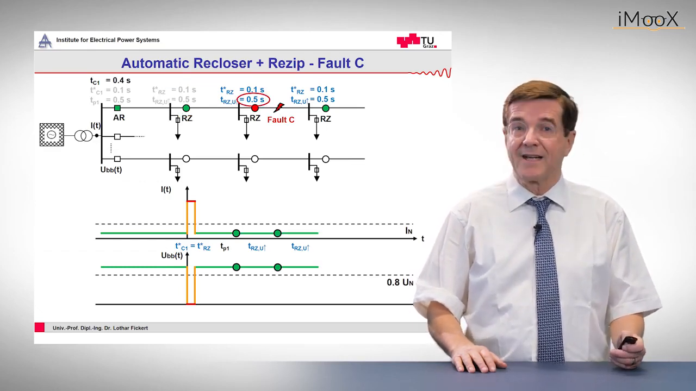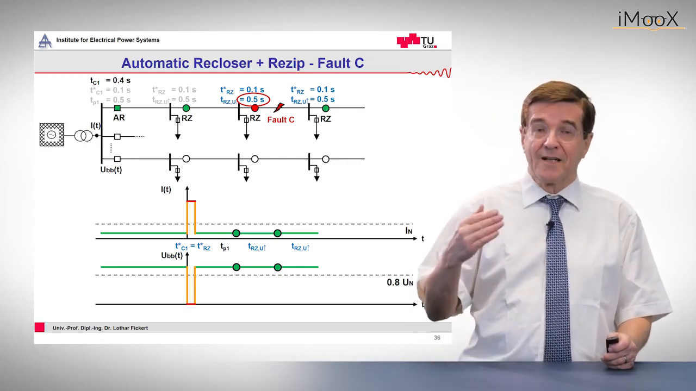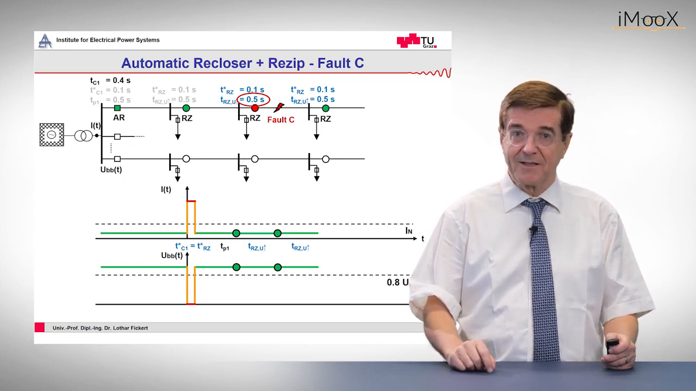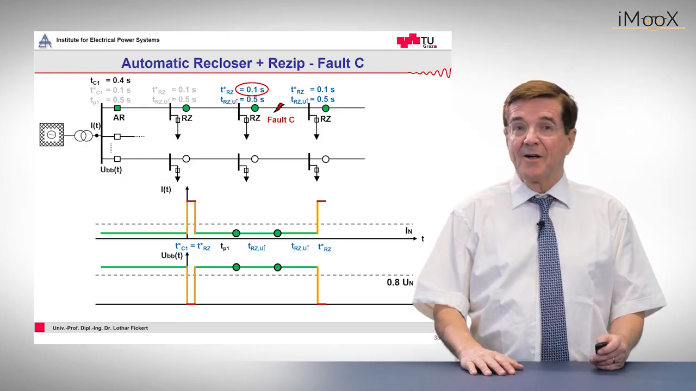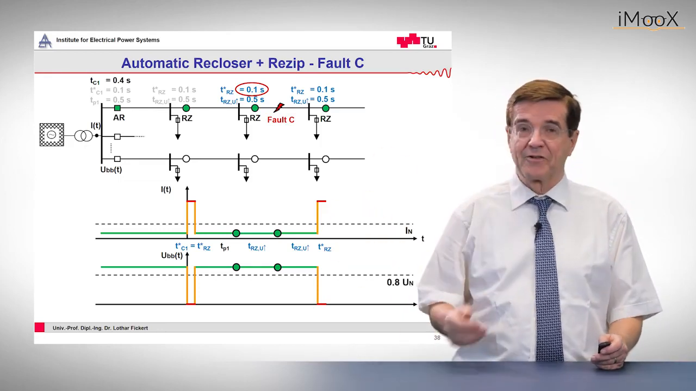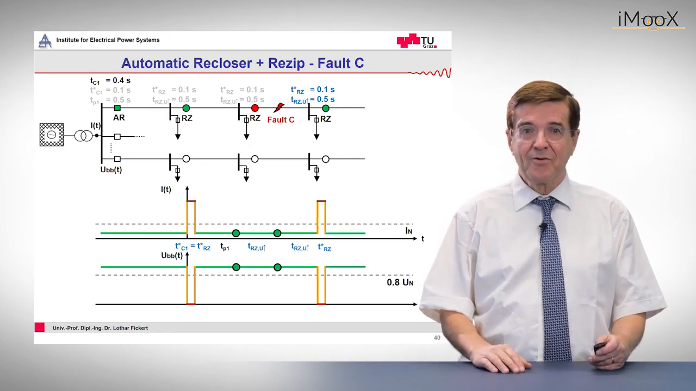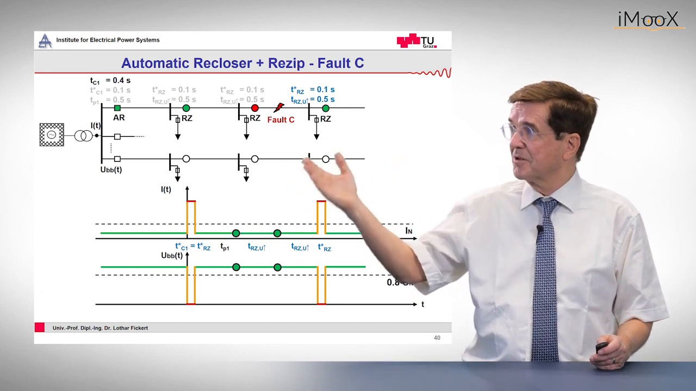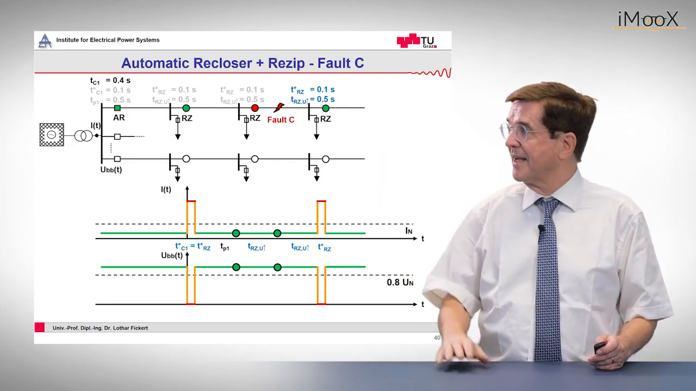Here, the same sequence occurs again. After half a second, upon receipt of the healthy voltage from the busbar side, the ReZip auto-recloser closes, but this time we close on a fault. We have a trip on close and we trip immediately. So now we are left with the final state of this sequence of an automatic recloser with a ReZip recloser and a fault at the end of the line.